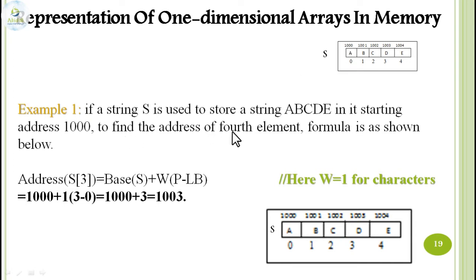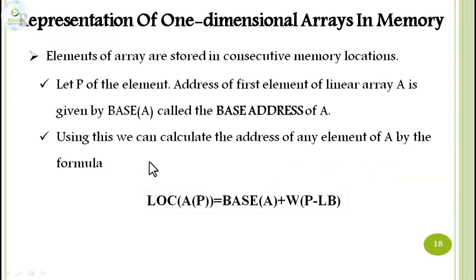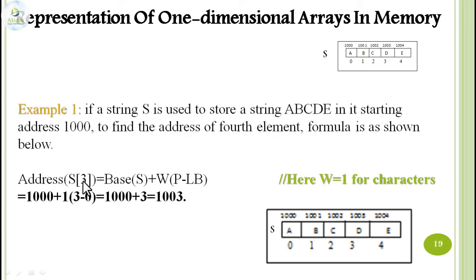So we need to find the address of the fourth element. What is the value of P? P value is 4. By using the formula given in the previous slide, that is location of A of P, where A is the name of the array, instead of A in the example we have used S as the name of the array, and the base address is 1000, P is 4, W is 1 and LB will always be 0. So placing the values, S of 3 is equal to base address of S plus W multiplied by P minus LB.